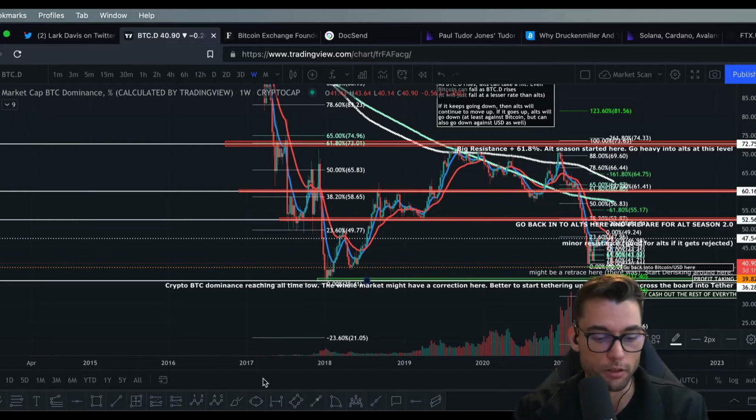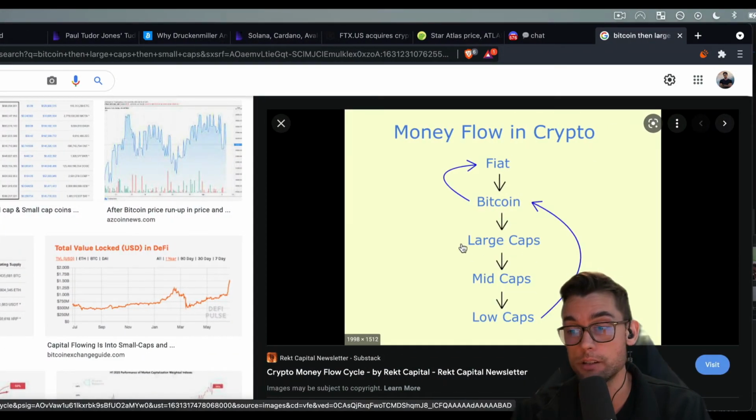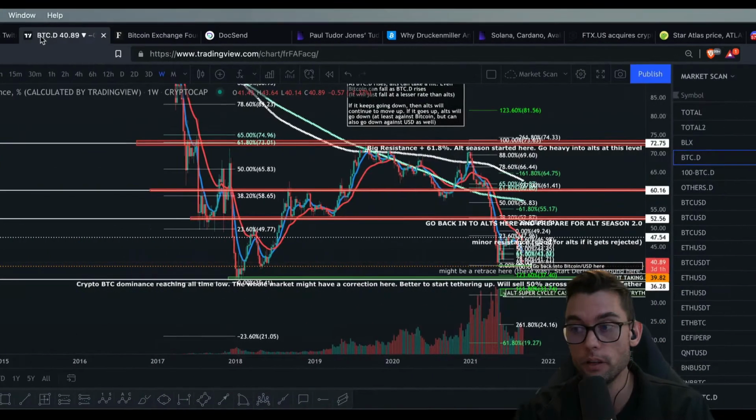Let me write this out real quick. Actually, I don't need to write it out. It's right here. This is the money flow in crypto. Fiat to Bitcoin, and then into large cap cryptocurrencies, mid cap cryptocurrencies, then low cap cryptocurrencies. And then you can see back into Bitcoin. And that's the money flow that crypto follows.